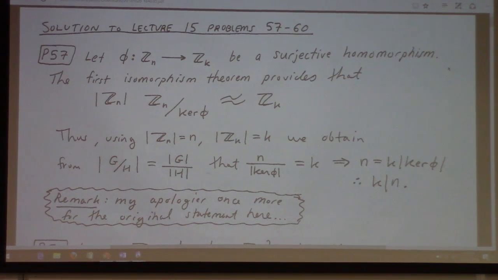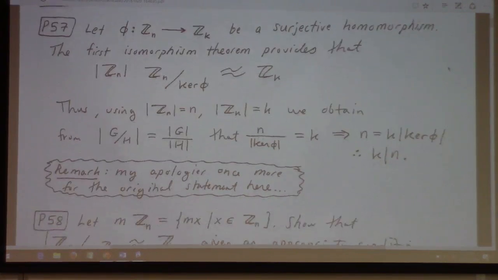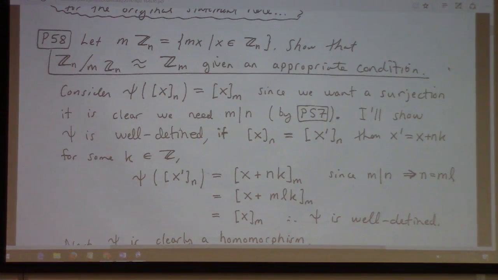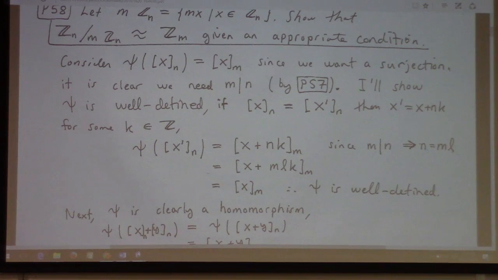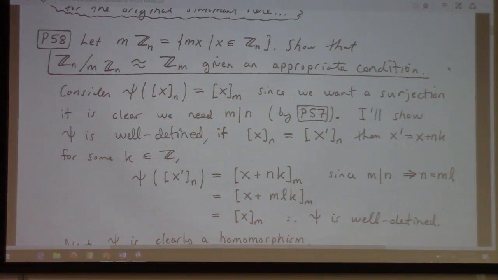So it is true in the case that it's a surjection. But my counterexample in the announcement was, if you look at phi of x equal to 2x from Z4 to Z6, it's not a surjection, and 6 doesn't divide 4, and yet it's a homomorphism. Yeah. So anyway, my apologies. This one was fine though, although it may have gotten collateral damage from the confusion in 57, unfortunately.